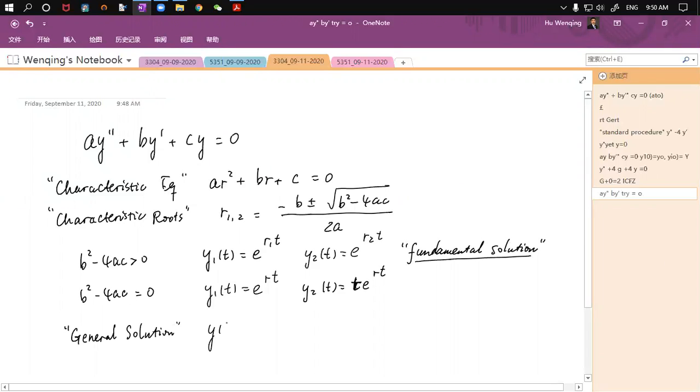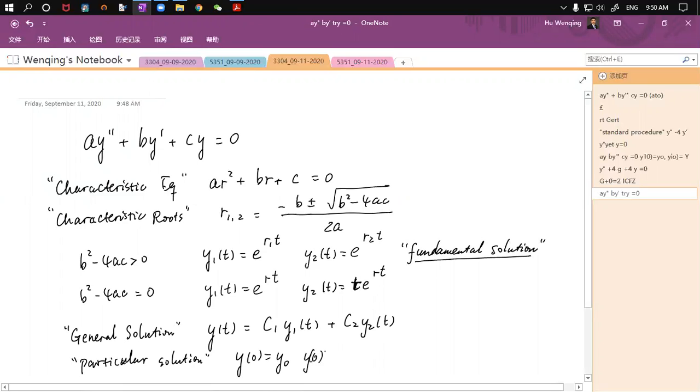The general solution is a linear combination: y of t equals c1 y1 of t plus c2 y2 of t. As long as you have the general solution, you must pass from the general solution to a particular solution by considering y0 and y0 prime. So initial conditions, initial value and initial velocity, give you a particular solution y of t. So that's a particular solution.